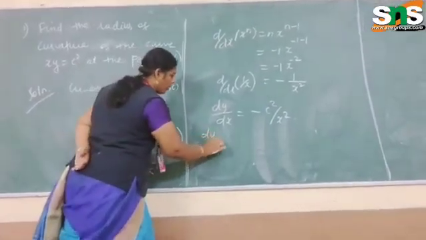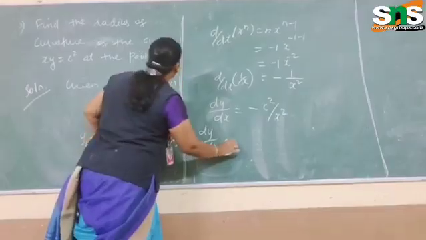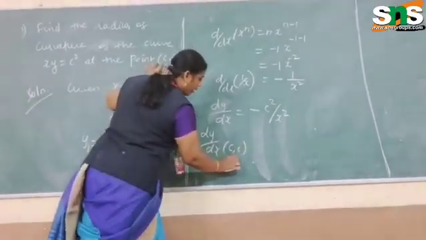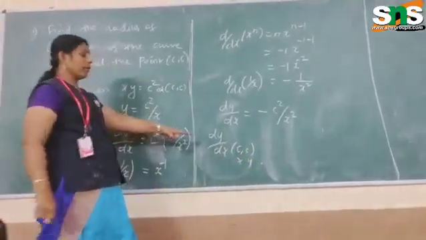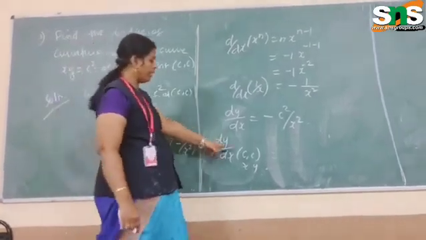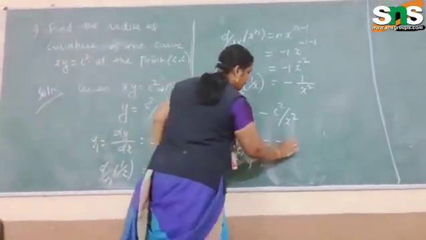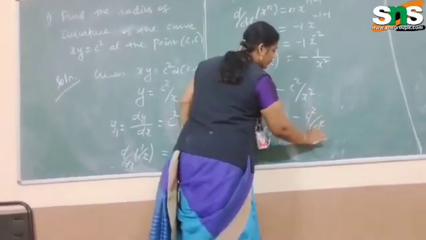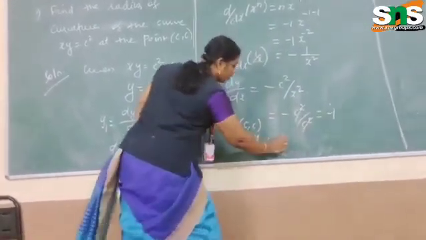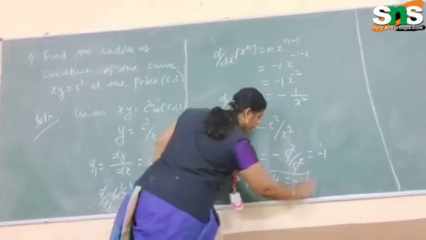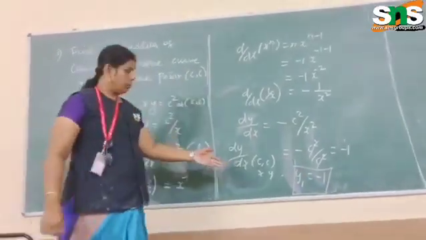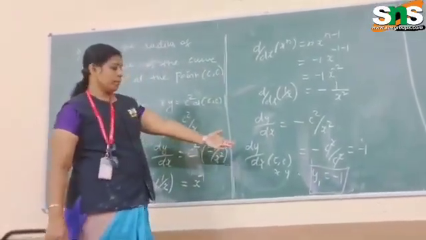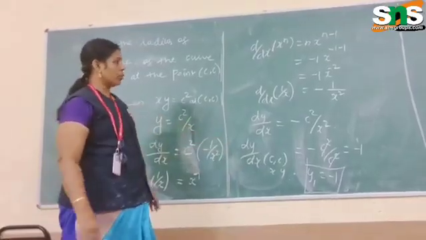Now substitute in the formula for dy by dx at the given point c comma c. The x and y points are given as c comma c. Substituting the x point, we get minus c square by c square. Cancel the c square, then minus 1. Here y1 equal to minus 1. Remember the value y1 equal to minus 1.